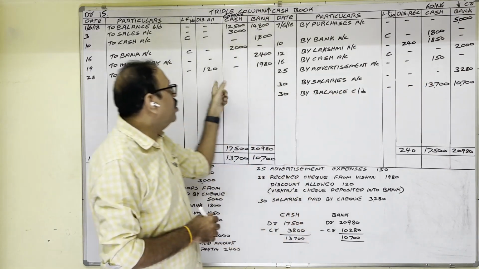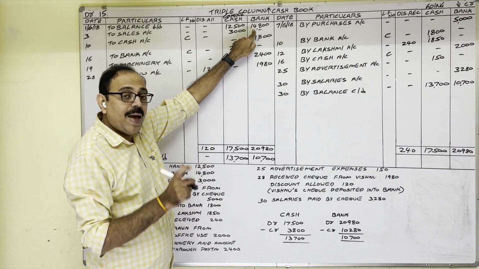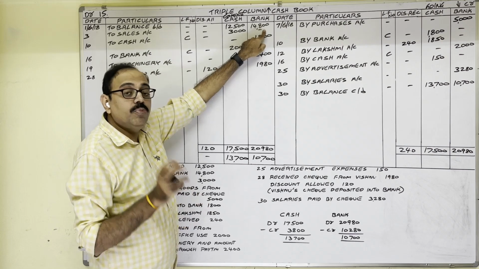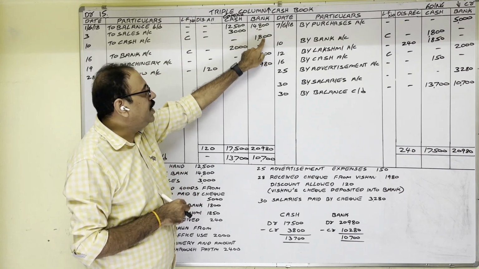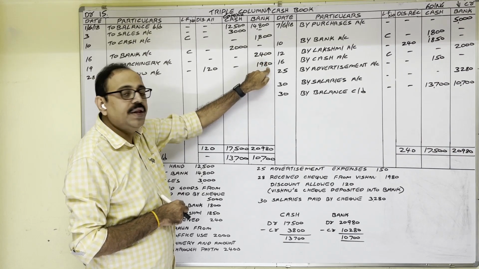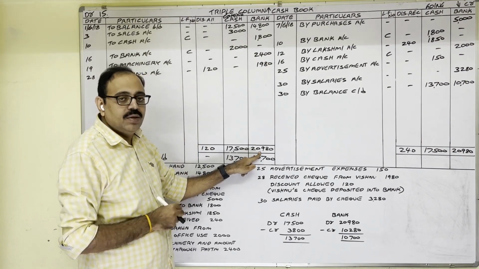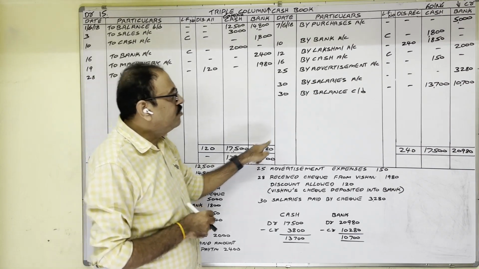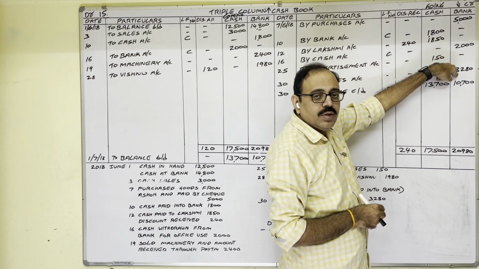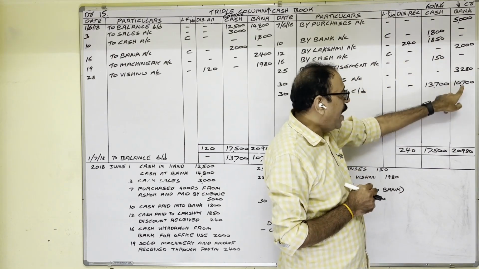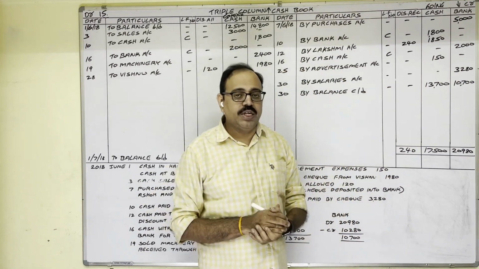Similarly, come to the bank column. On the starting date of the month, in our bank account 14,800 rupees balance is there. During this month, we deposited 1,800, 2,400, 1,980. So the bank balance became 20,980. And in the present month, we withdrew 5,000, 2,000, 3,280. So at the end of the month, the bank balance is 10,700 as per our triple column cash book.